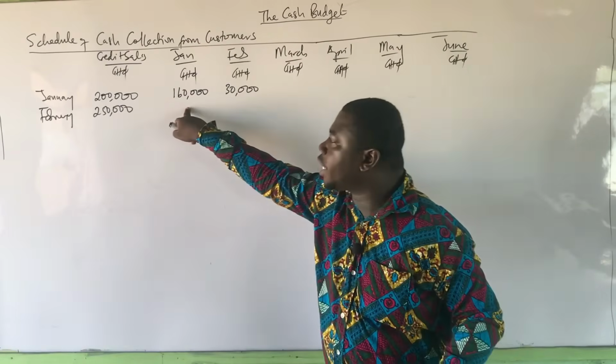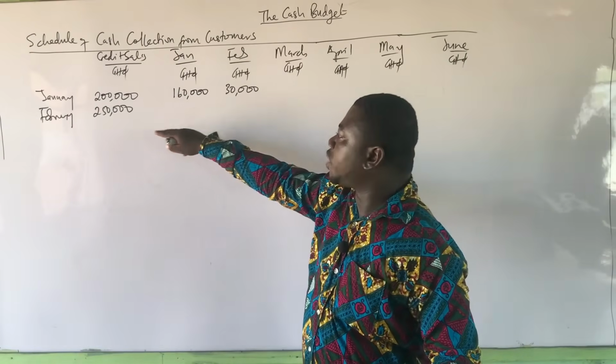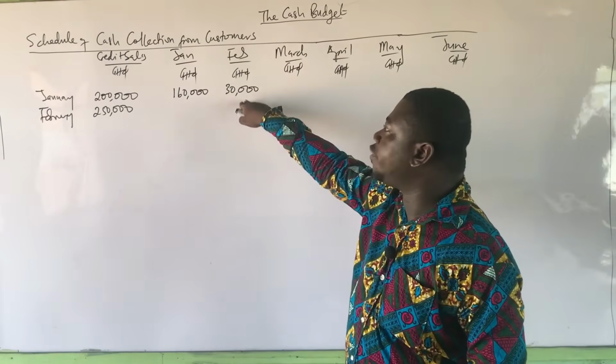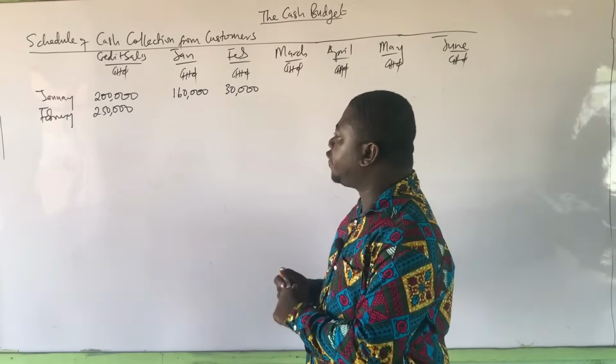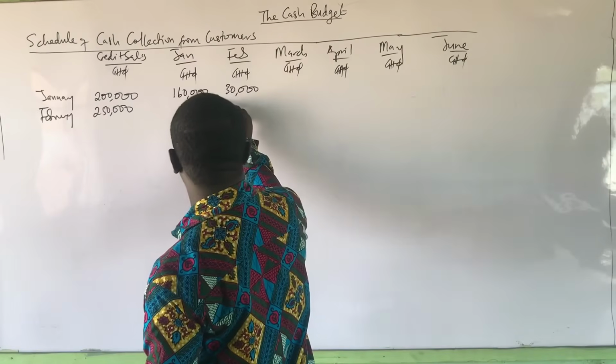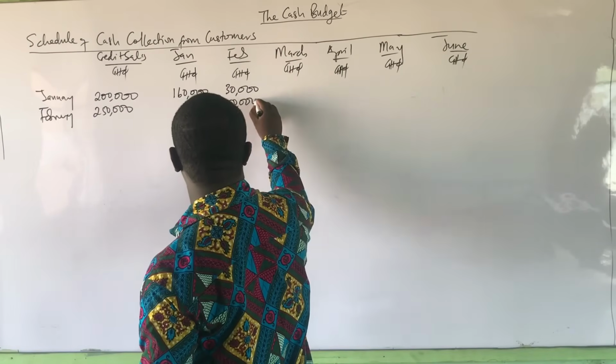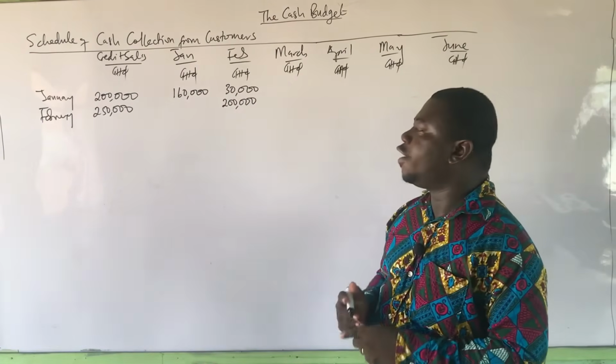Please don't make a mistake and bring it back to January, because the month of sale is February. So we are going to begin from the month of sale, which is February. And 80% of 250,000 is going to be 200,000 Ghana cedis. And so we record that under February.